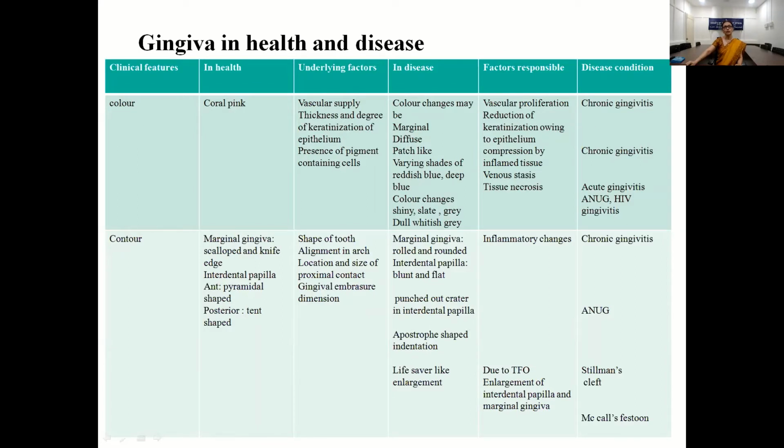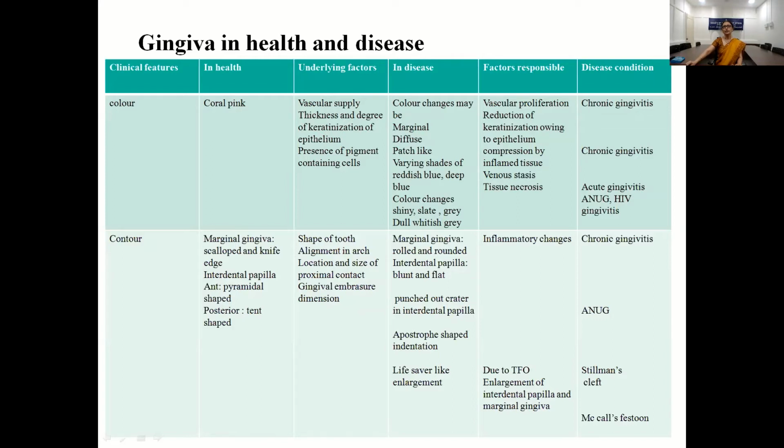Now, this color is due to the vascularity subjacent to the gingiva. It is also due to the thickness and degree of keratinization of the epithelium. Sometimes the color of the gingiva is grayish black, which is due to melanin pigmentation of the gingiva.